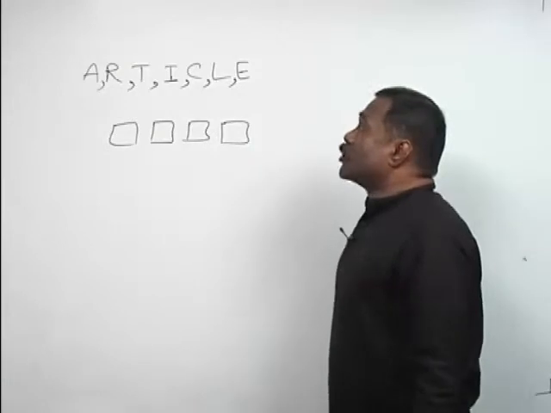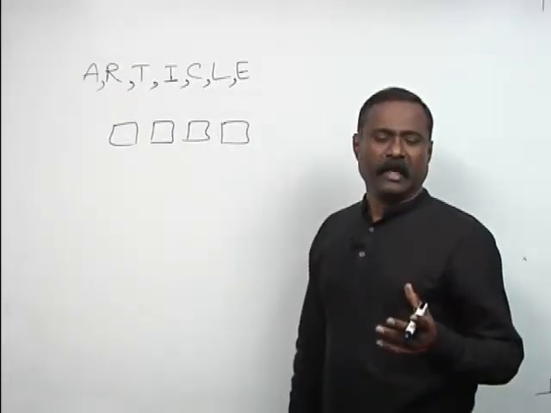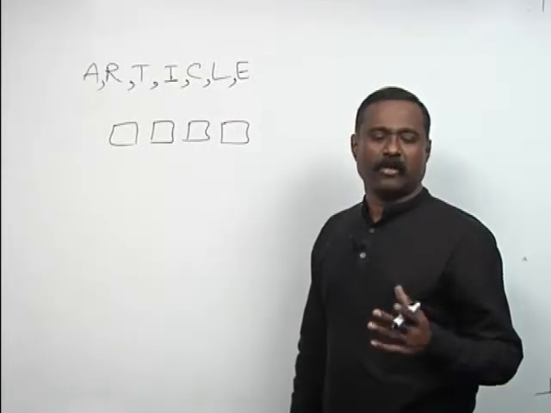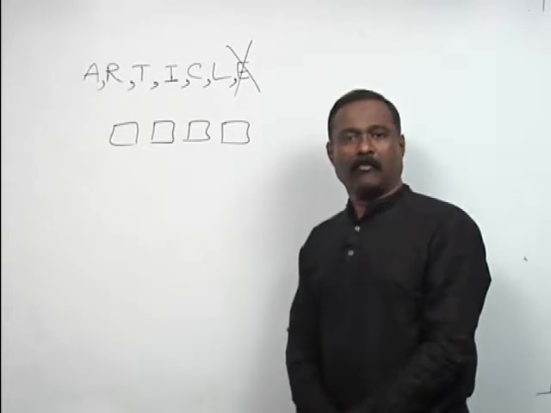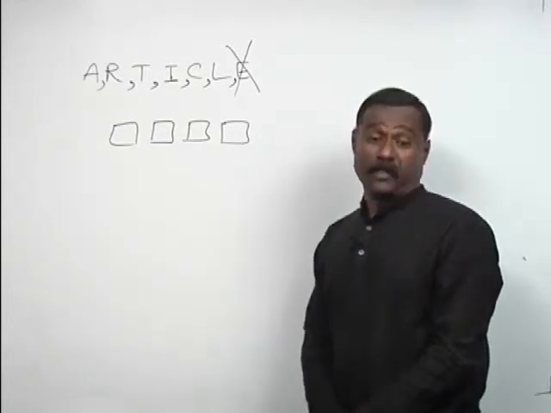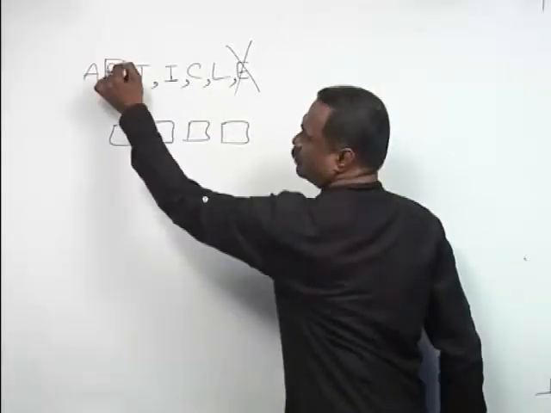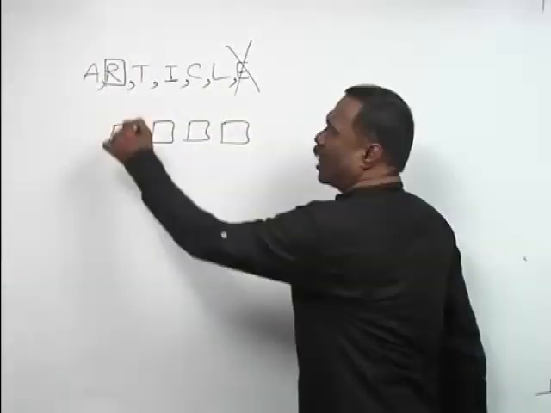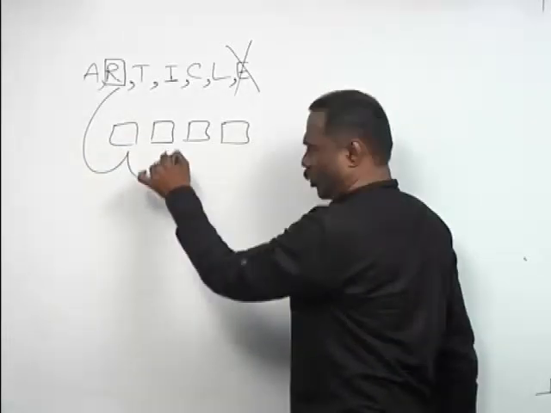So what you have to do first of all is fulfill the restriction given. What is the restriction given there? It must contain R and it should not contain E. That means E is to be avoided. We are avoiding E now, and R must be there. So you have to take this R, and R should be placed either here or here or here or here.